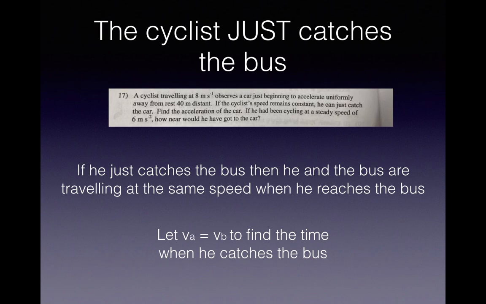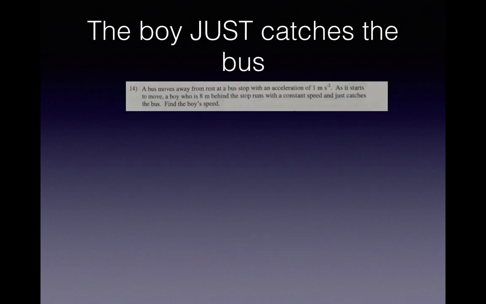We're going to have a look at the next one. This is very much the same. The boy just catches the bus, meaning that when he reaches the bus, his velocity and the bus's velocity are equal. And remember, it is a meeting question, so draw a diagram of how far he has to travel to the meeting point and how far the bus has to travel to the meeting point. Spend a few minutes on that as well. This one is actually easier, I think.